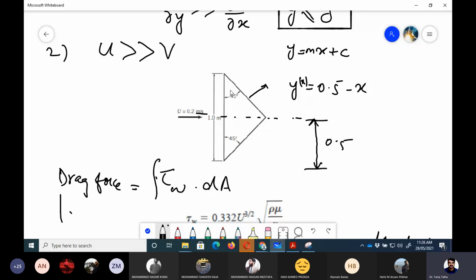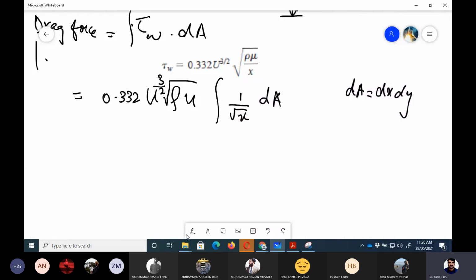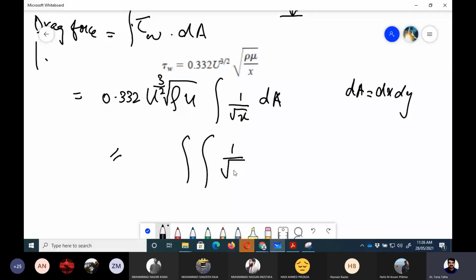So let me explain it here. This is the same way, and then we are going to write it like this: 1 upon square root of x into dx dy, right?